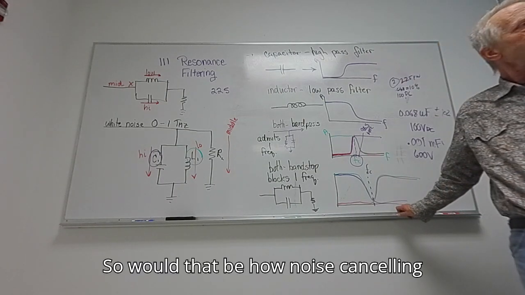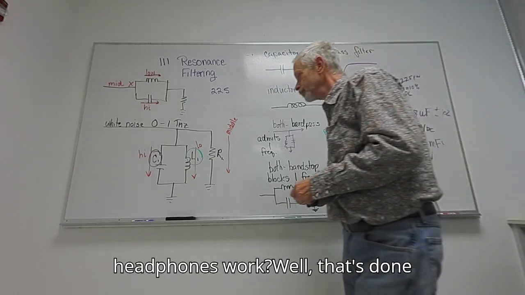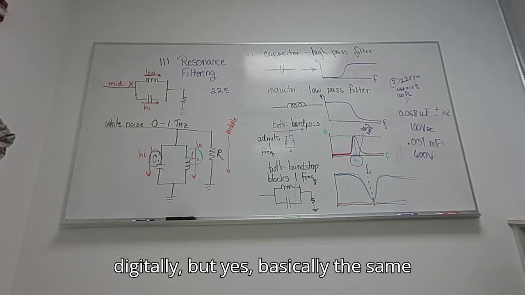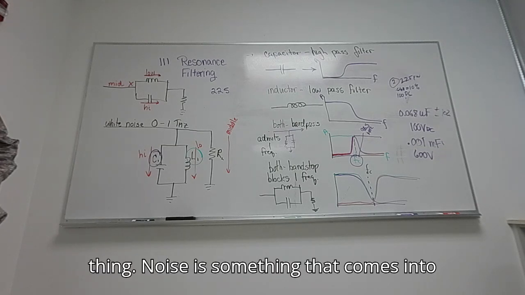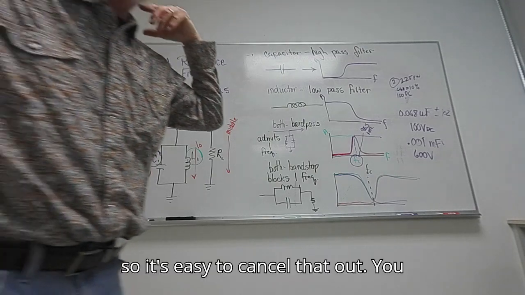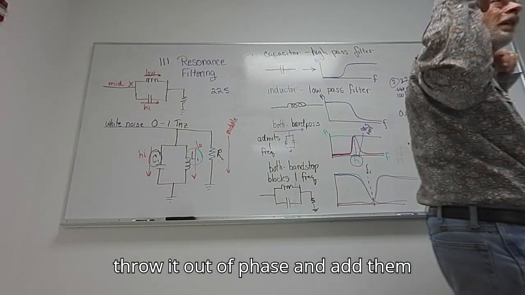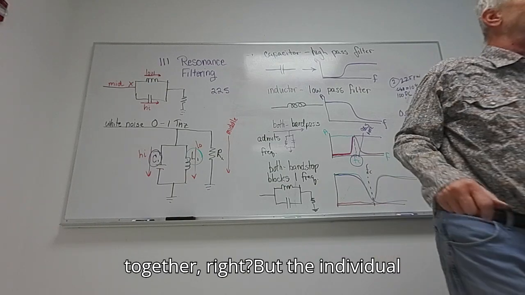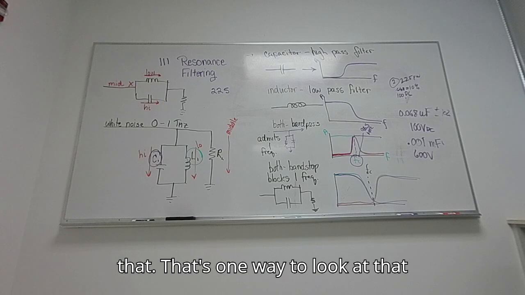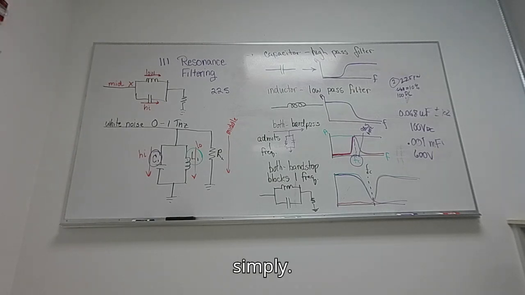So would that be how noise-canceling headphones work? Well, that's done digitally, but yes, basically the same thing. Noise is something that comes into both sides at the same time, so it's easy to cancel that out. You throw it out of phase and add them together, yeah. Right? But the individual signals are different, so you don't do that. It's one way to look at that, simply.